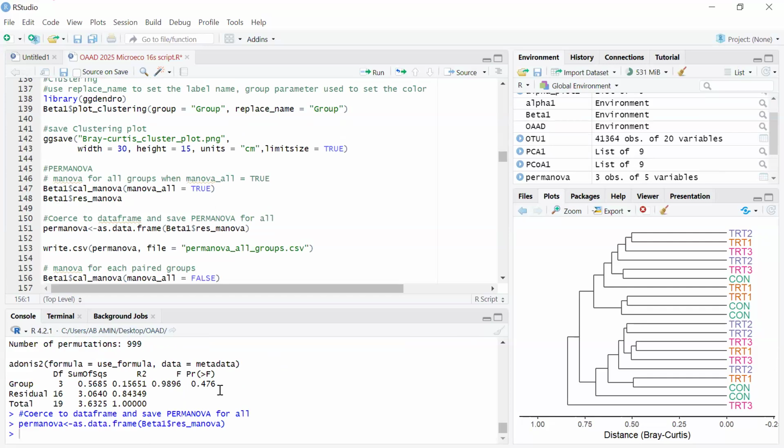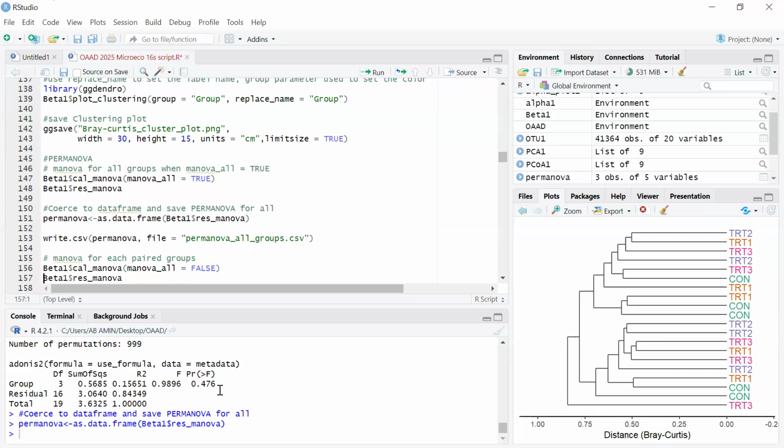But when we are running another specific test for microbiome like LEfSe, that one will look at individual species and will also have other indexes, which is different from that of PERMANOVA.